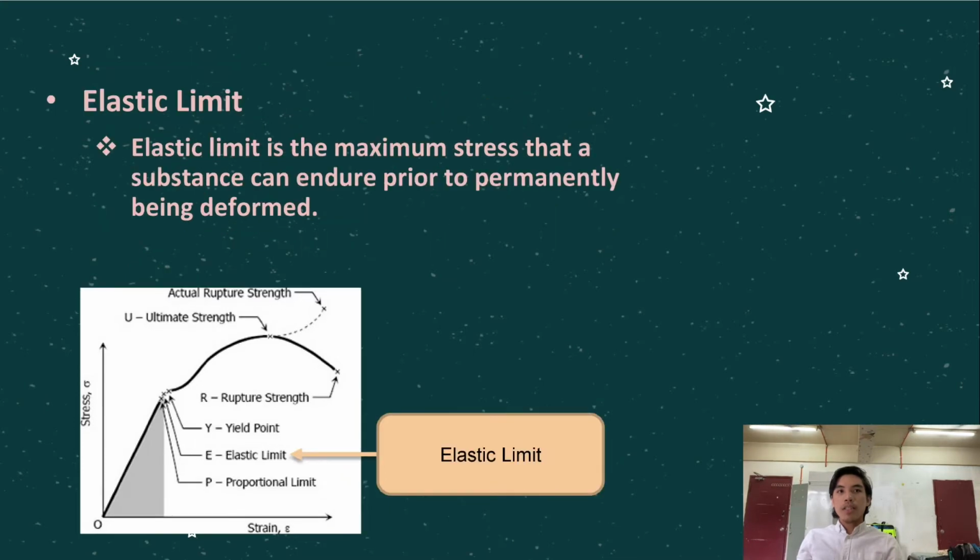Second is the elastic limit. Elastic limit is the maximum stress that a substance can endure prior to being permanently deformed. When the load acting on the object is completely removed, the material returns to its original position. That point is known as the object's elastic limit.